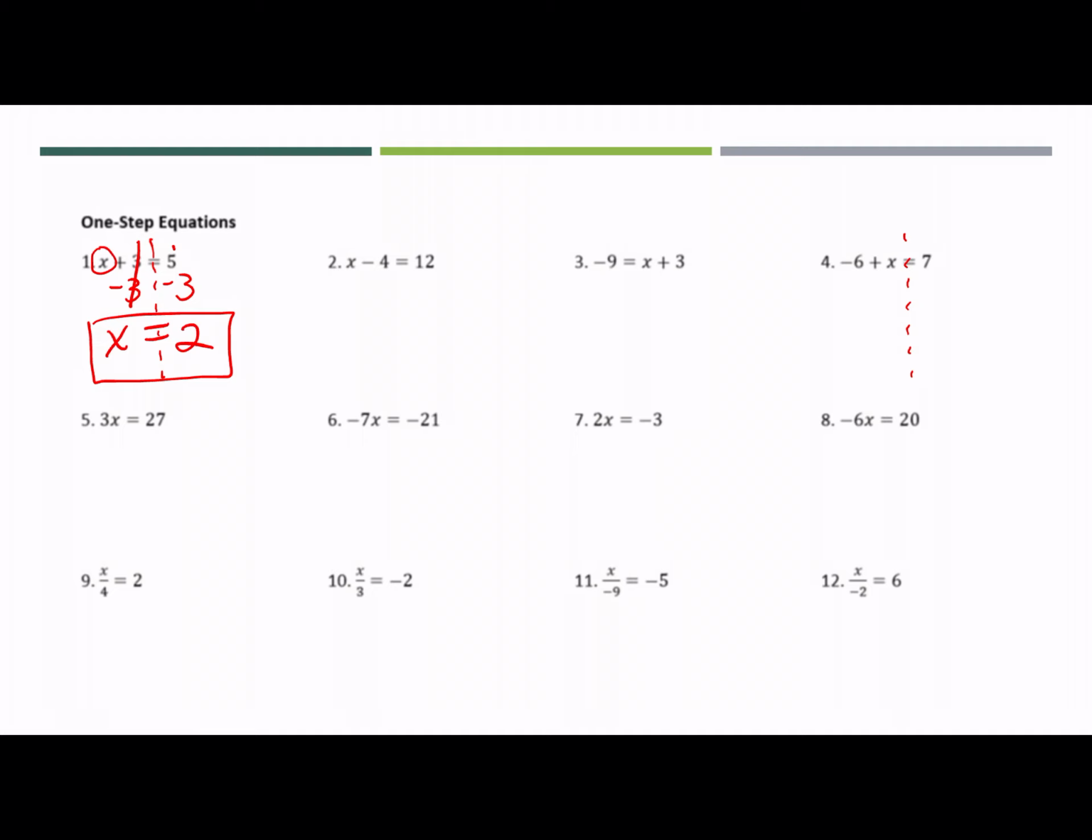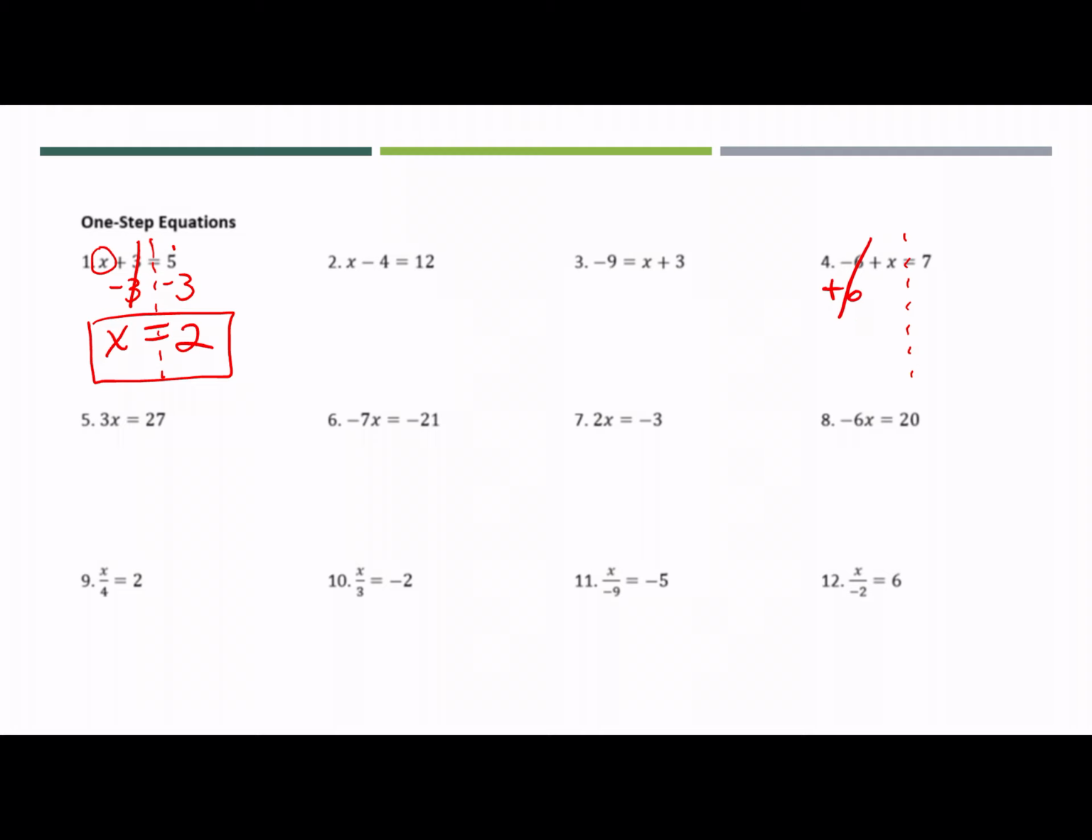And on the left-hand side, I have negative 6 plus x. So I'm adding the negative 6 and the x, right? But I want to get rid of a negative 6. So to get rid of that, to essentially get that to cancel out, I have to add 6 to both sides. Do you see that? Because now -6 plus 6, that is 0, so that cancels out.